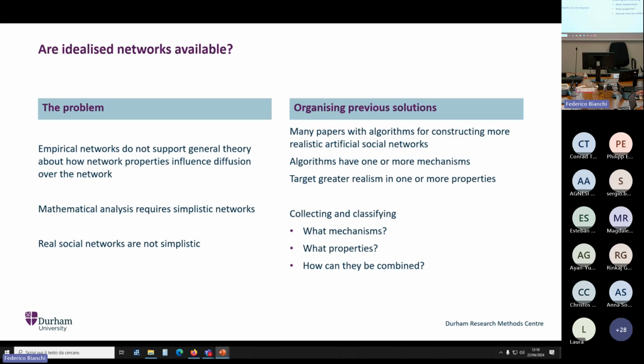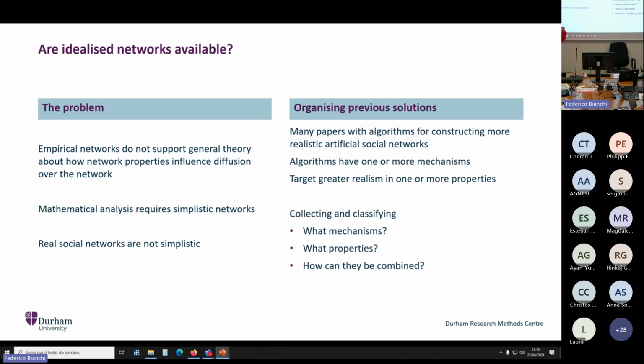And this is the question that we're working on. So empirical networks don't really allow us to make general claims about how network properties influence the diffusion over the network. We know that within that network, the diffusion looks like that.